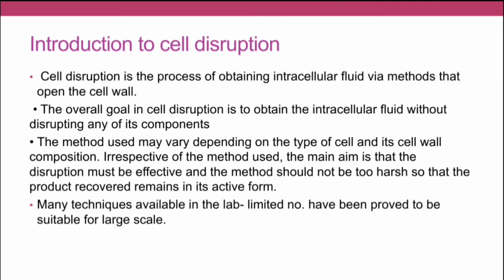Cell disruption is the process of obtaining intracellular fluid via methods that open the cell wall. The overall goal in cell disruption is to obtain the intracellular fluid without disrupting any of its components. The method used may vary depending on the type of the cell and its cell wall composition. Irrespective of the method used, the main aim is that the disruption must be effective and the method should not be too harsh, so that the product recovered remains in its active form.